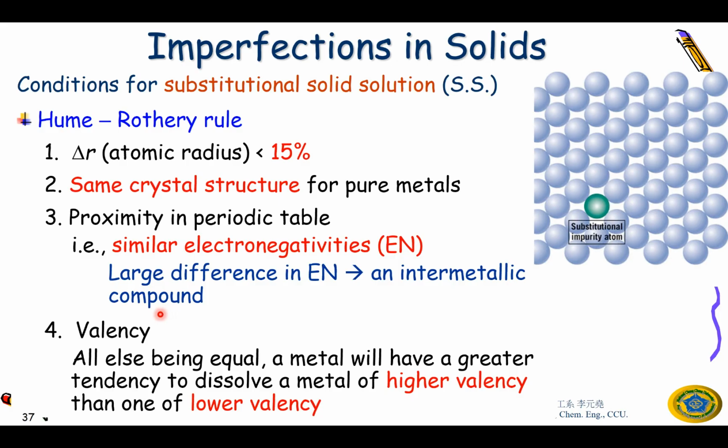Factor 4 is valency. All else being equal, a metal will have a greater tendency to dissolve a metal of higher valency than one of lower valency. For example, if you have two candidates, one with valence 3 and one with valence 2, then this one will prefer valence 3 in this position rather than valence 2.